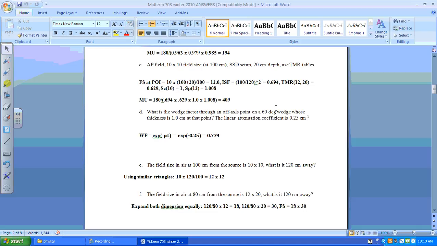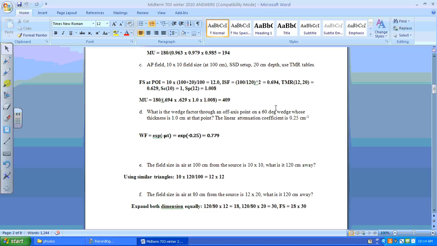The other thing you need to consider is that the field size is going to be bigger than your jaw setting, because it's 20% further. So you have to calculate your field size: it's 10 times (100 plus 20) over 100. So your field size at your point of interest is 12. Depth, it's 20 centimeters. And since the field size at your point of interest is not 10 by 10, it's 12 by 12, your S sub P has to be for the 12 by 12. S sub P is always the field size at your point of interest. S sub C only depends on the collimator setting. Think of S sub C as only depending on those digital indicators on the machine. It doesn't depend on field size at the point.